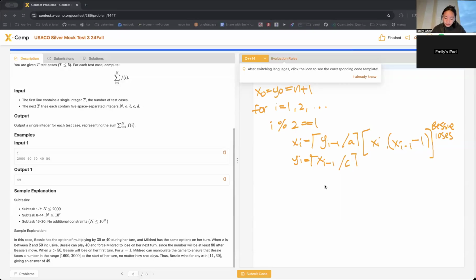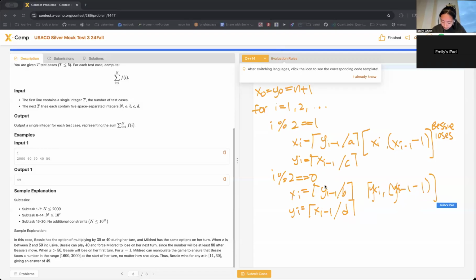Great. Similarly, if I is even, so I mod 2 is equal to 0, then xi is equal to y of I minus 1 divided by B, and yi is equal to x of I minus 1 divided by D. And similarly, from yi to y of I minus 1 would mean that Mildred loses.